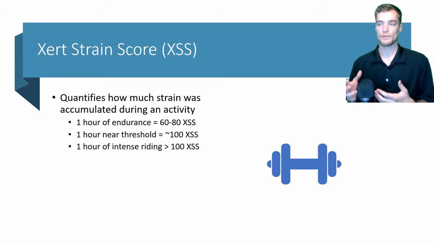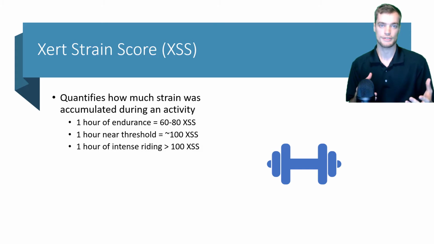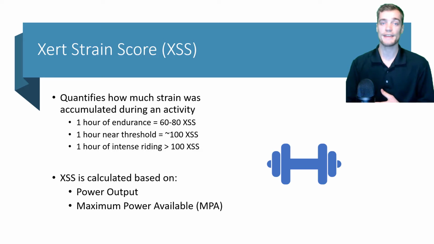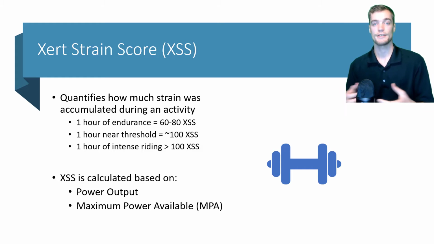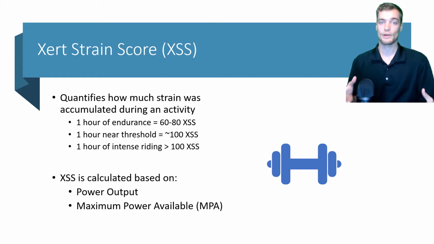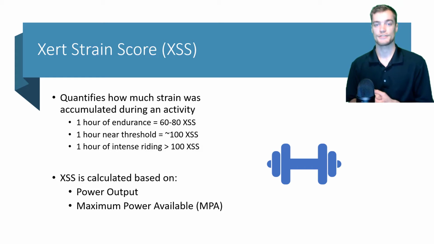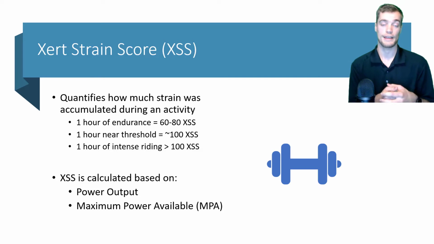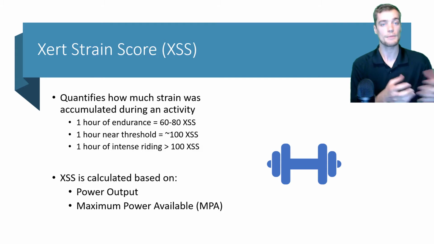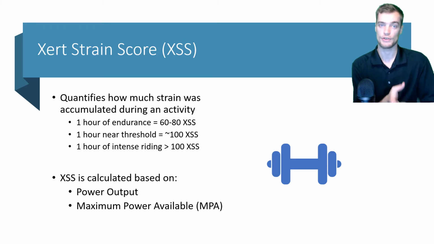So you might be wondering, how is this number calculated, or how does Xert figure out how much XSS I get from an activity? Well, it's based on two factors. First of all, Xert is looking at how much power you're producing every single second. And so if you produce more power, you're going to get more XSS. So for example, if I were to pedal for 150 watts for an hour and compare that to 100 watts for an hour, I'm going to get more XSS by riding at 150 watts. Why? Because I'm doing more work. I'm putting more strain on my body.